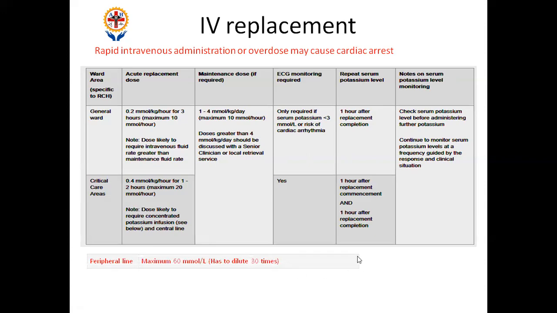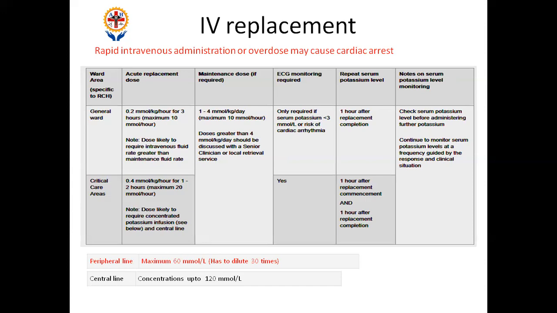But my reference says only 60 millimoles per liter can be given by a peripheral line. Centrally, you can go up to 120. This is mainly from RCH and UK guidelines. I don't know what the reference is for 80 millimoles. So here you need to dilute at least 30 times. For 2 ml, you need 60 ml NS. If you have a central line, you can decrease the dilution.